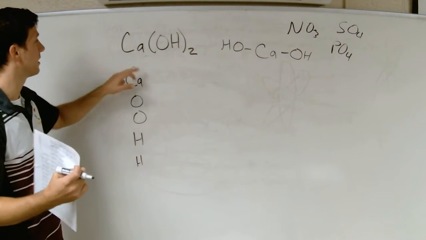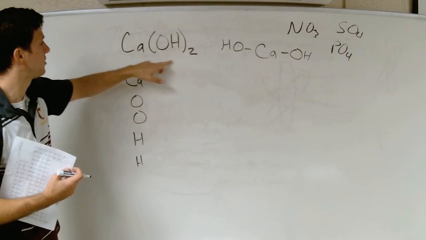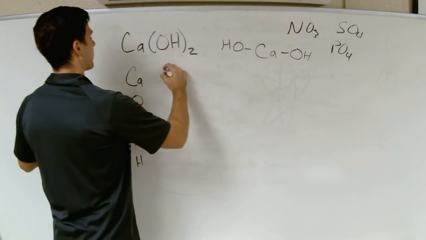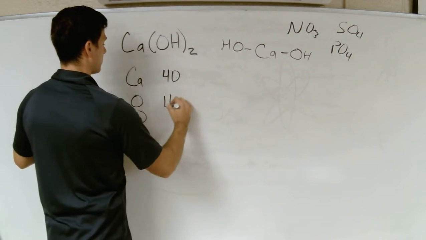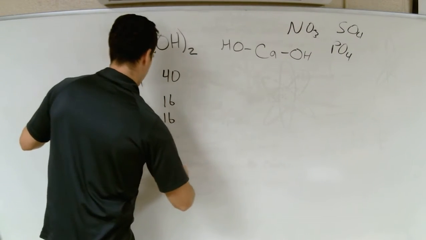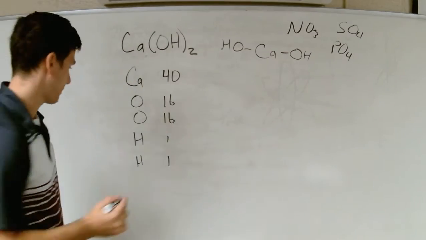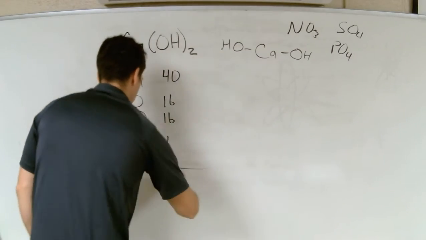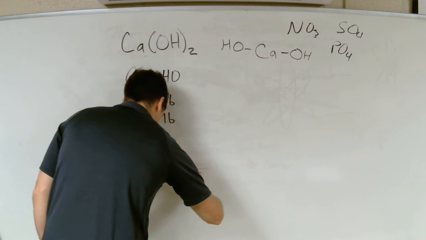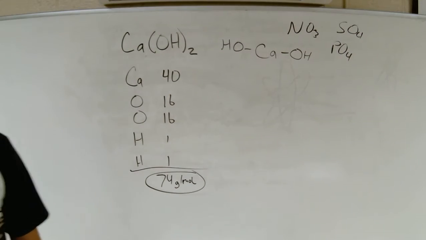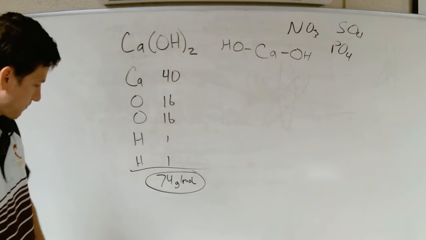So here, again, 1 calcium, 2 oxygens, 2 hydrogens. Let's add up everything. Calcium is 40, oxygen 16, and hydrogens have a molar mass of 1. We add all those up, and you should get something around 74 grams per mole.